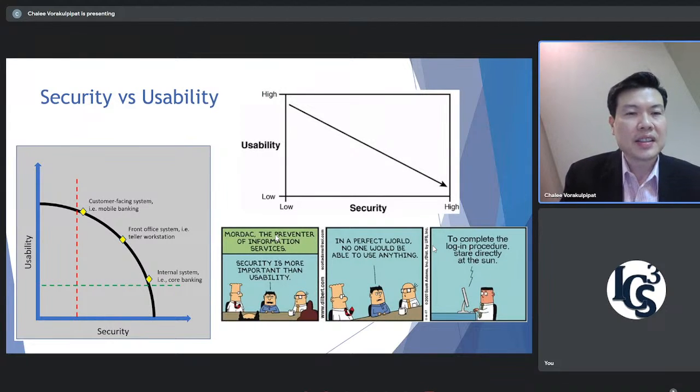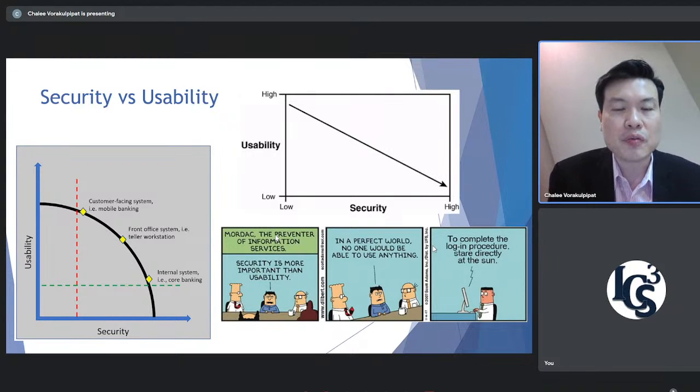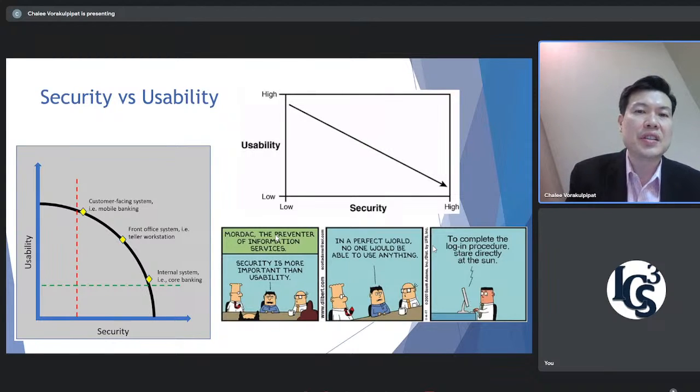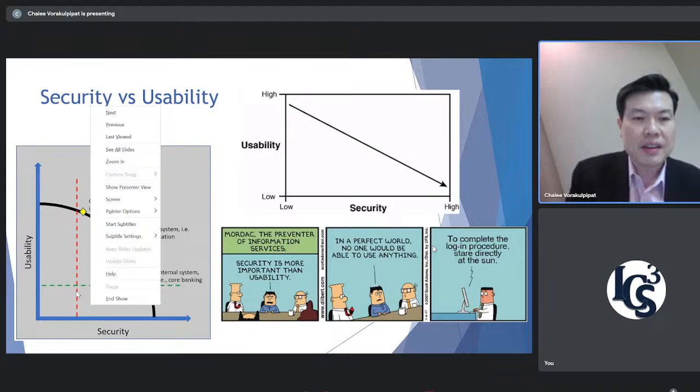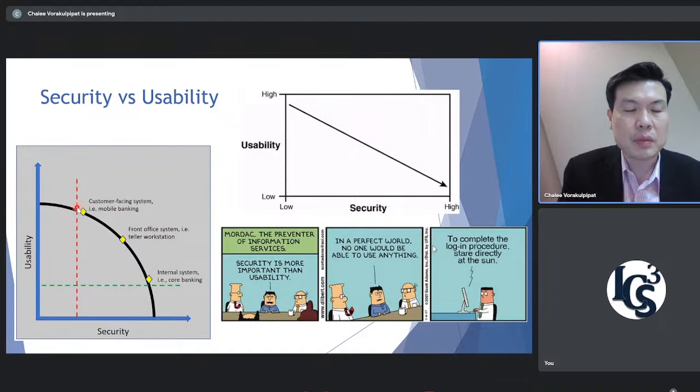Look at this slide. I adopted these photos from the internet, and you can see here. If you have high security, you have low usability, and vice versa. Look at the left-hand side. We have low security, so we have high usability.